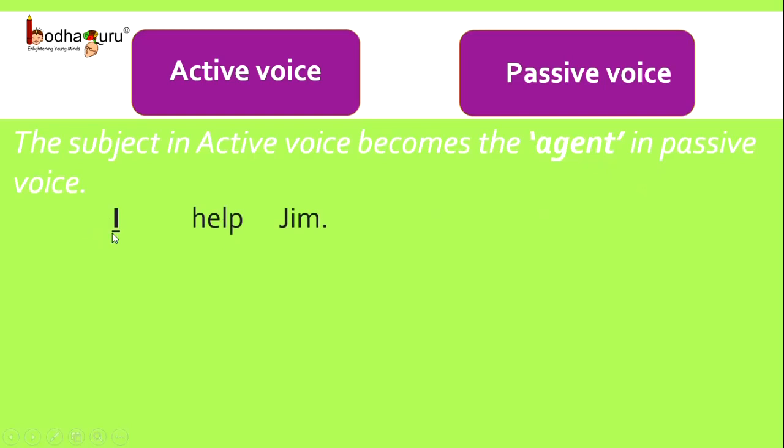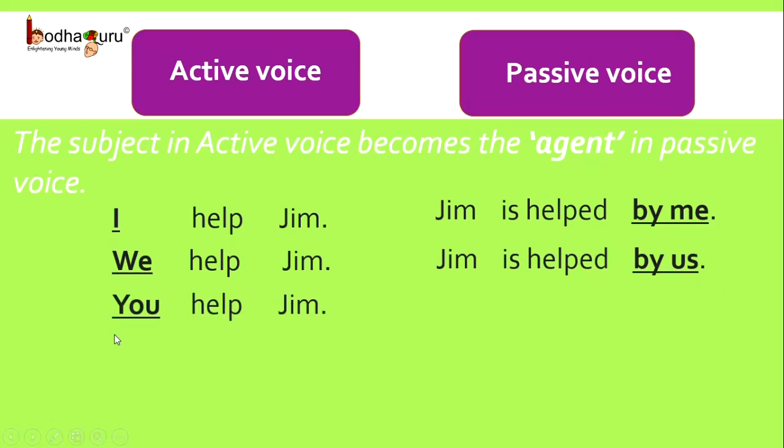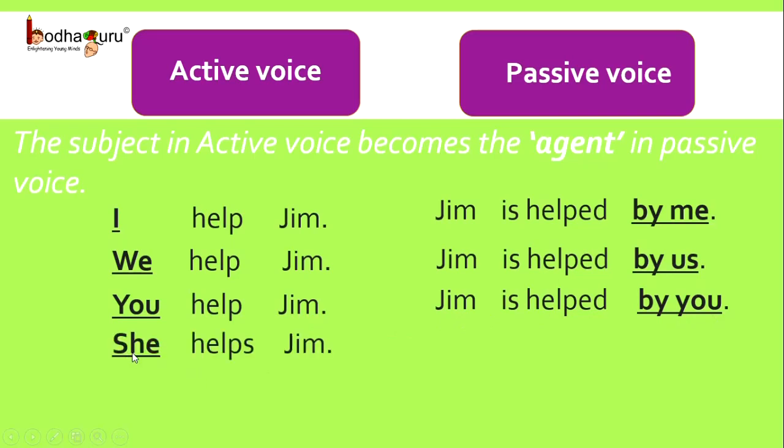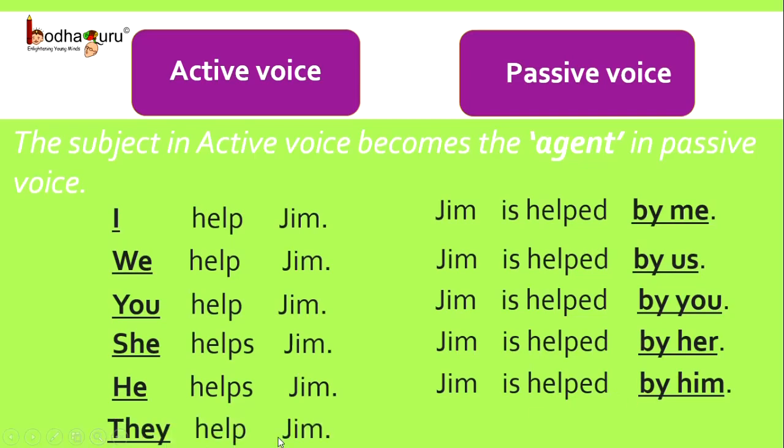So, I help Jim. How does it get changed? It becomes Jim is helped by me. Next sentence, we help Jim. Jim is helped by us. You help Jim. Jim is helped by you. She helps Jim. Jim is helped by her. He helps Jim. Jim is helped by him. Last sentence, they help Jim. Jim is helped by them. So remember that the subject in active voice becomes the agent in passive voice.